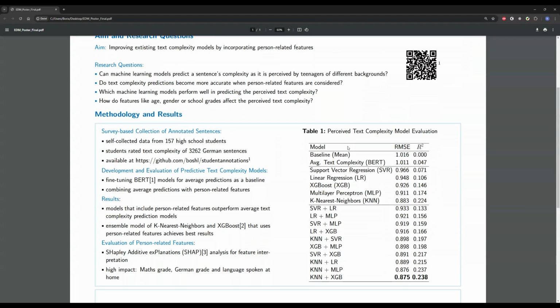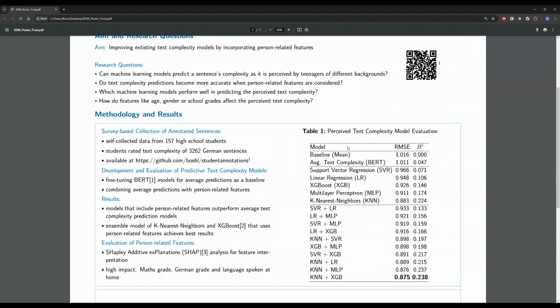Therefore, we collected our own data set at different German schools, where the students had to rate the sentences by their complexity, but were also asked some questions about their personal background, like I've stated, age, gender, school grades, the language they speak at home, for example. And we used this data to train multiple models.